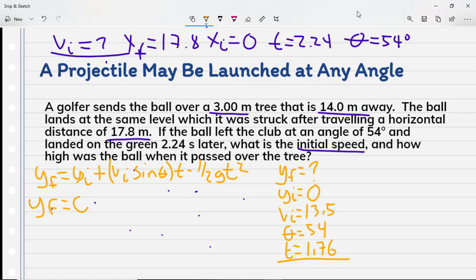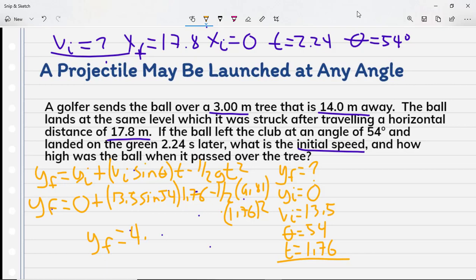Yf equals, initial is 0, plus 13.5 sine of theta, which is 54, times t, 1.76, minus 1/2, 9.81, times 1.76 squared. So again, just plug all those numbers into a calculator and solve. And so after all that math, we get our final y, 4.04 meters.